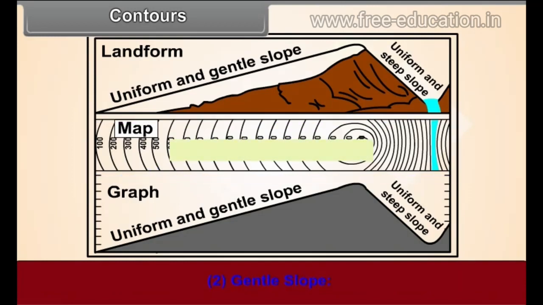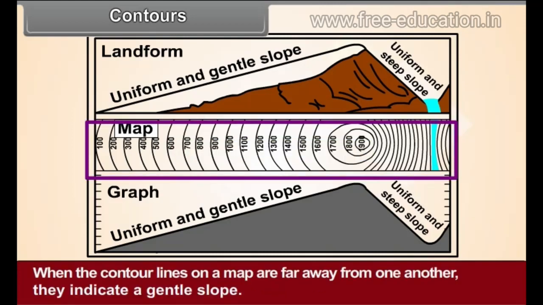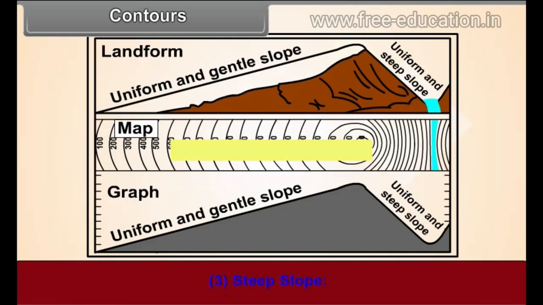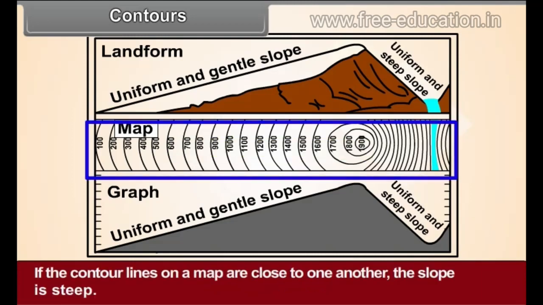Number 2. Gentle slope. When the contour lines on a map are far away from one another, they indicate a gentle slope. Number 3. Steep slope. If the contour lines on a map are close to one another, the slope is steep.